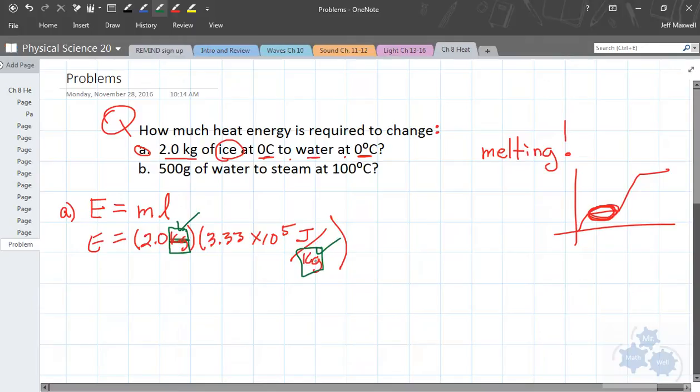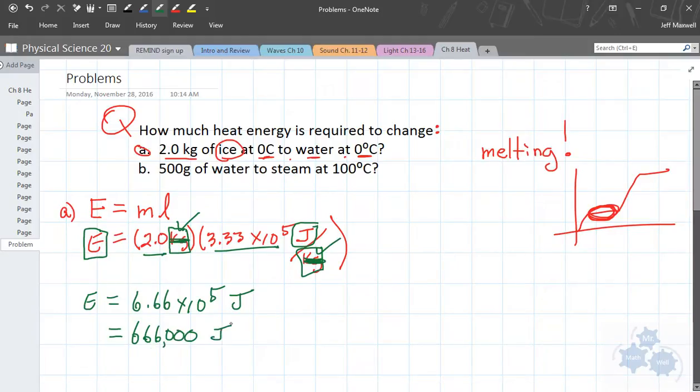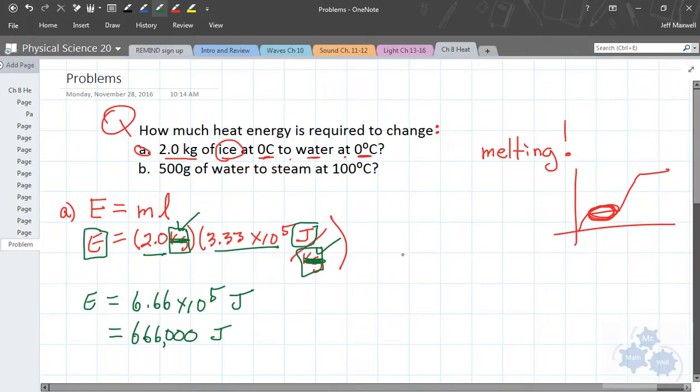They're going to cancel each other out, divide out to give you 1. What are you going to be left with as a unit? Does that make sense to have joules as a unit for energy? Absolutely. So we're doing this right. So what is this number times this number? 6.66 times 10 to the 5 joules, or 666,000 joules, right? All right, does that make sense to you?